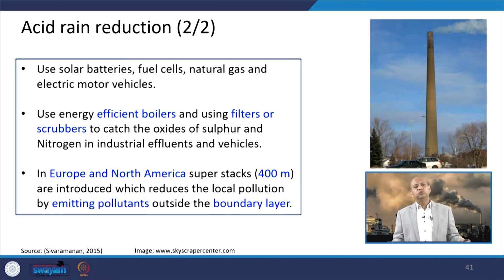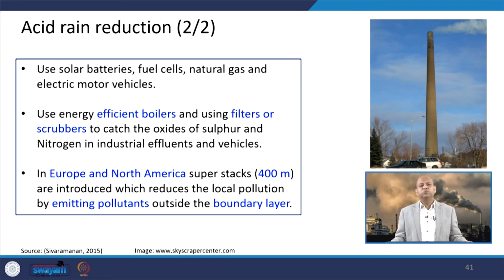Okay. Then the use of solar batteries, fuel cells, natural gas, and promotion of electric motor vehicles, all these are in that direction to reduce the emissions of SOx and NOx. Use energy efficient boilers and use filters which can scrub or catch those sulfur and nitrogen related effluents from vehicles or industrial emissions. They are part of the reduction of emissions of NOx and SOx.